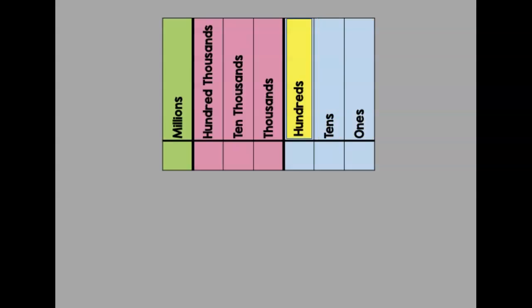Ones, tens, hundreds, ones, tens, hundreds, thousands, thousands, ones, tens, hundreds, thousands, ones, tens, hundreds, thousands, 10,000, 100,000.